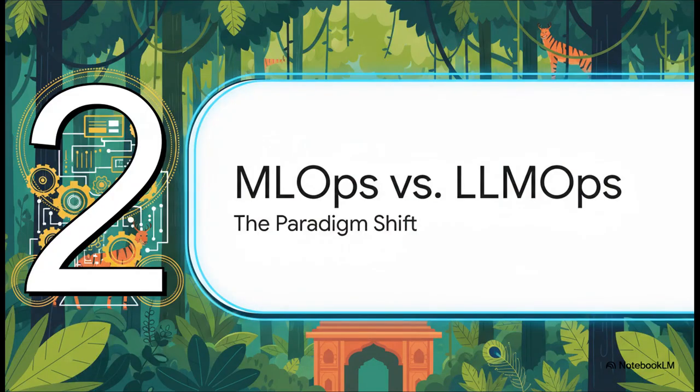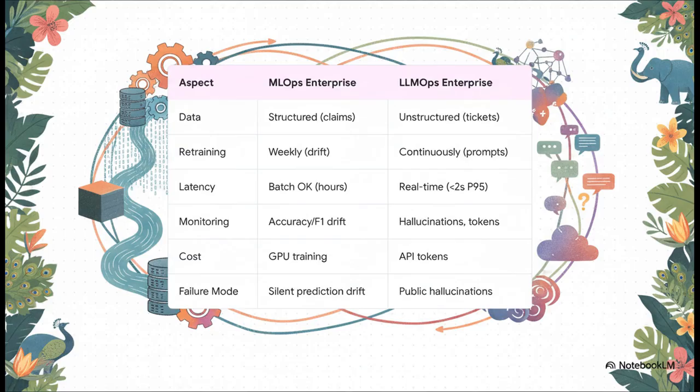Okay, so you might be thinking, hang on, don't we already have MLOps for this? Well, you'd think so, but as we're about to see, the entire game has changed. LLMs demand a totally different way of thinking about operations. This table just lays it all out. They're night and day. Traditional MLOps was designed for structured data and predictable things like accuracy. But LLMOps is a whole new discipline built for unstructured data, real-time feedback, and bizarre new failure modes, like hallucinations. It's not an upgrade, it's a complete paradigm shift.